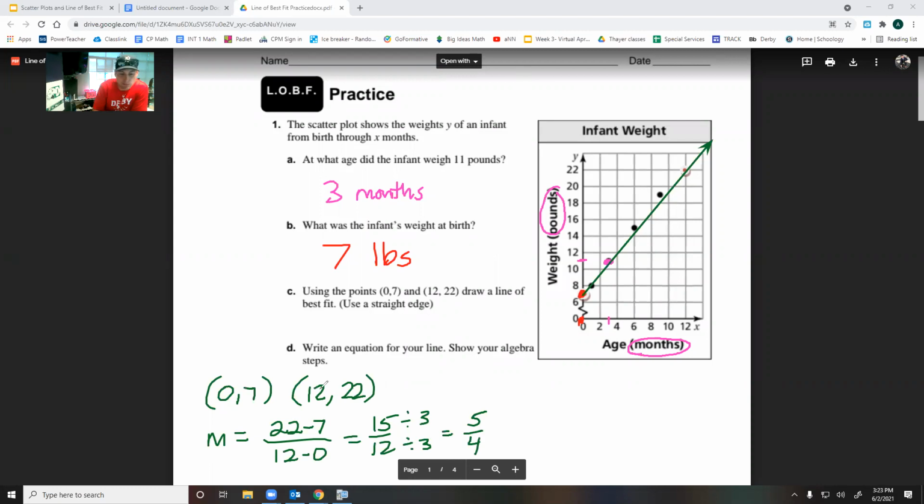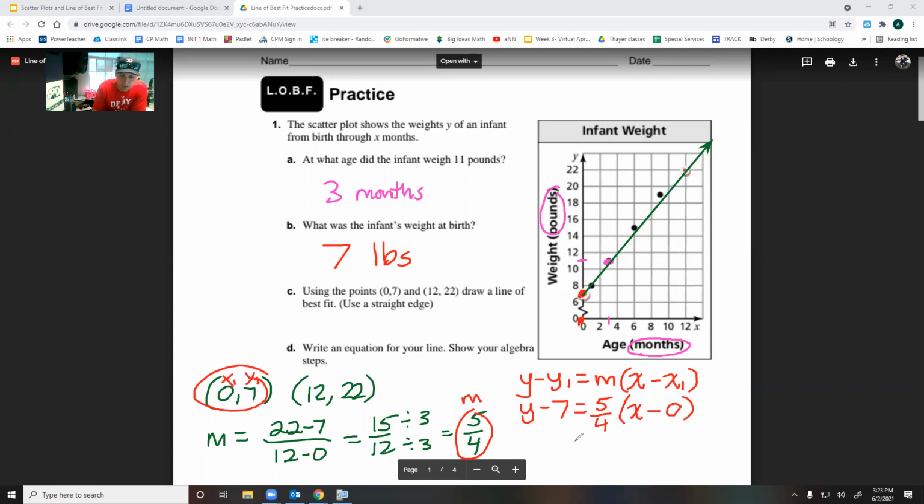Now, I realize one of these points is the y-intercept, but for this example's purposes, we're going to show you how to use point-slope form to come up with the slope-intercept form equation. So taking (0, 7) and putting it in for x1 and y1, and 5/4 in for m, we'll substitute into this equation. y minus 7 equals 5/4 times x minus 0.